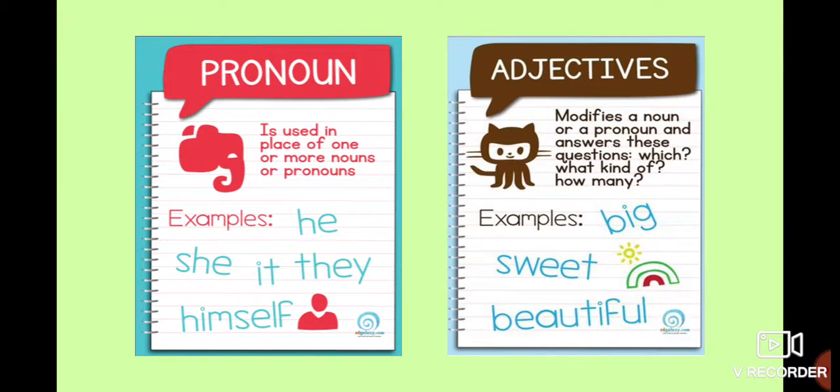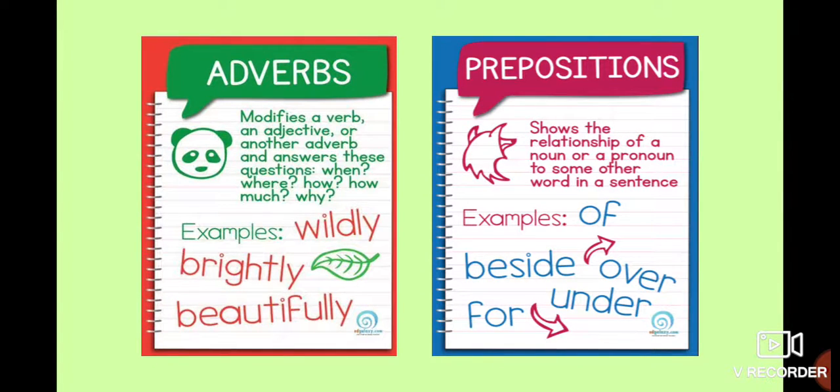Then we have the pronoun. This one is used in place of one or more nouns or maybe pronouns. For example, he, she, it, they, himself, etc. Then we have the adjectives. These ones are words that modify a noun or a pronoun and answer this question: which, what kind of, or how many. Okay, you have big, sweet, and beautiful. Then we have the adverbs that modify a verb, an adjective, or another adverb and answer this question: when, where, how much, and why. For example, we have wildly, brightly, beautifully.